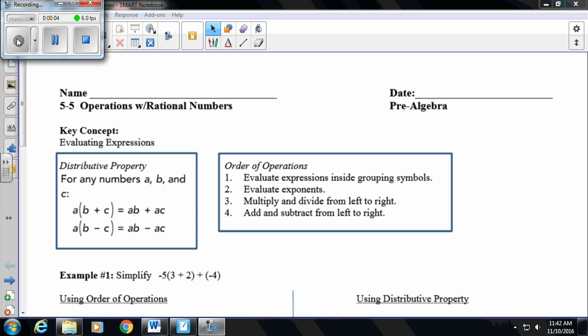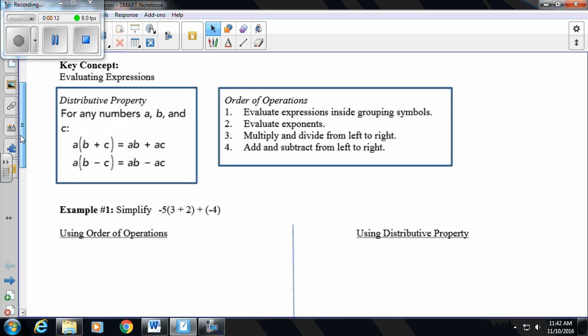Good evening. Today we're going to be talking about operations with rational numbers. Our key concept, we're going to start by evaluating expressions. And we have the distributive property that we're going to work with today.